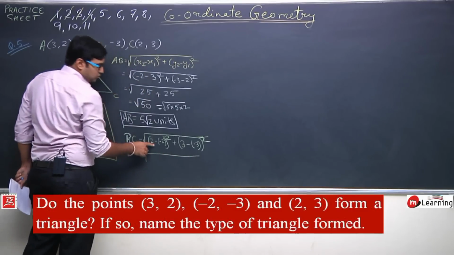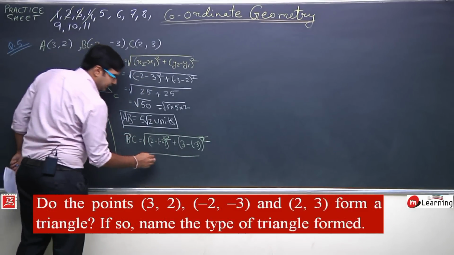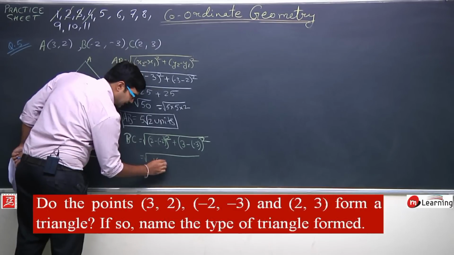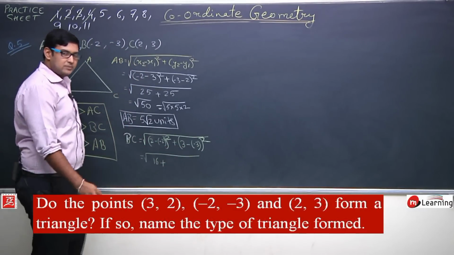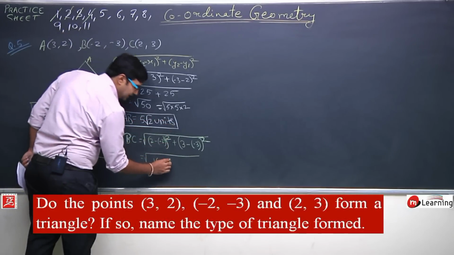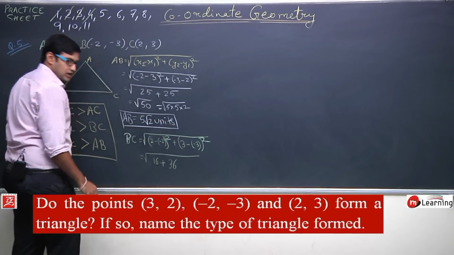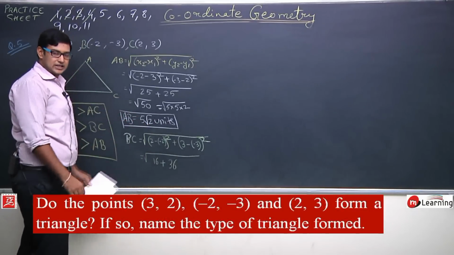square root of 2 minus of minus 2 is plus 2. So 2 plus 2 is 4. 4 square is 16, and plus 3 minus of minus 3 is plus 3. So 3 plus 3 is 6. 6 square is 36. The square of 4 is 16 and square of 6 is 36.